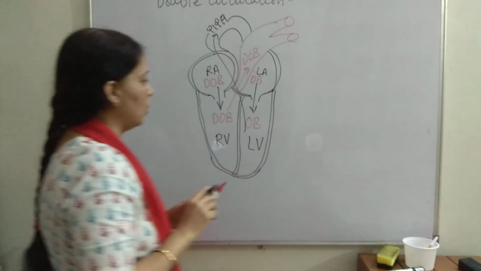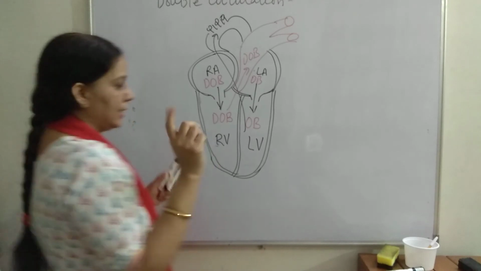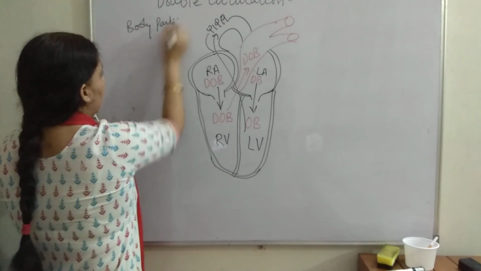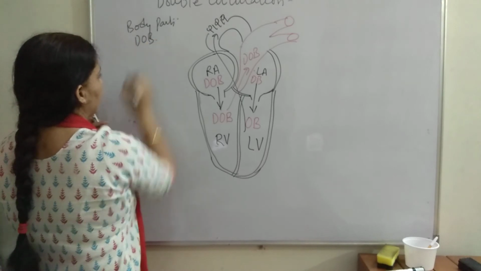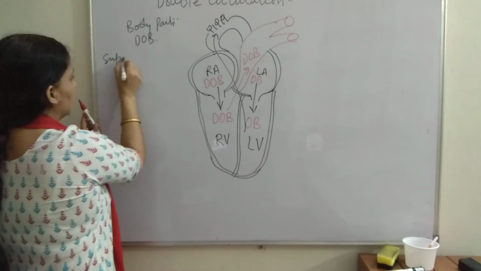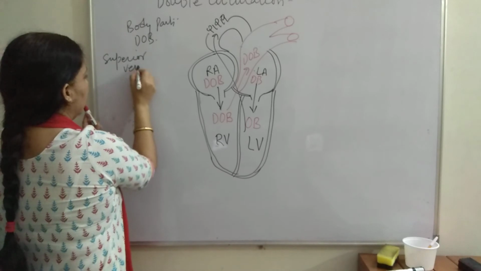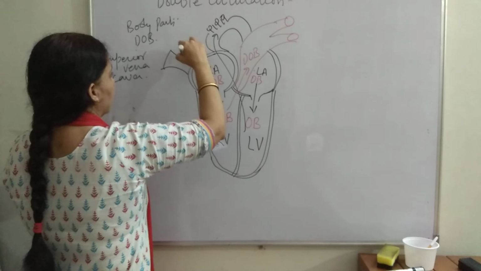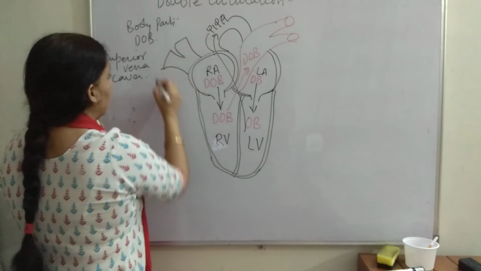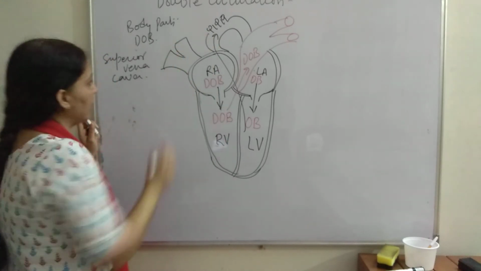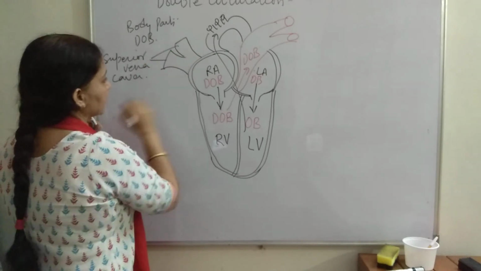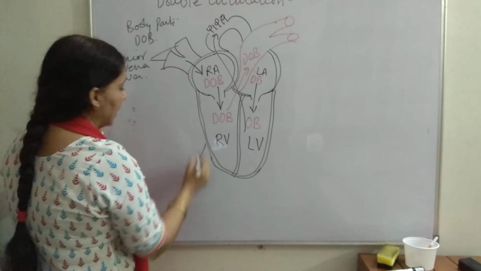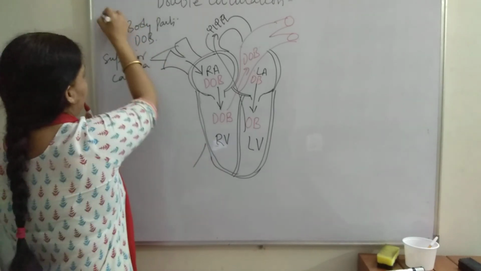So how does this flow start? First of all, it starts from body parts. Body parts contain deoxygenated blood which is collected by the superior vena cava. This superior vena cava is located on the upper part of the right atrium, and it collects blood from all body parts. It brings deoxygenated blood into the right atrium, and it is collecting blood from upper body parts.